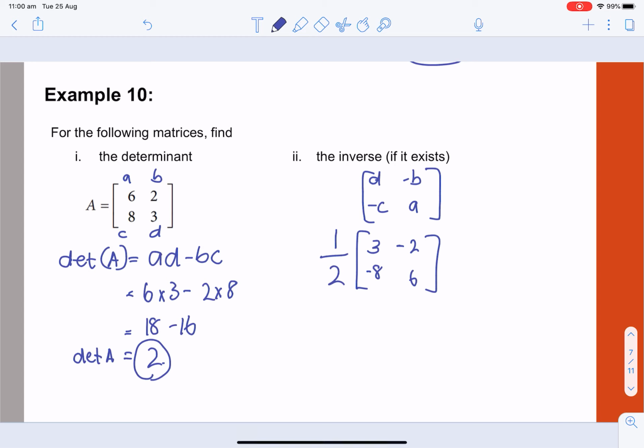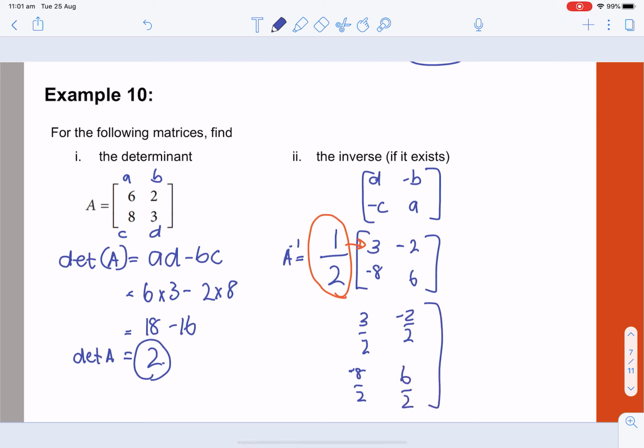So in order to find the inverse, all I do is then use scalar multiplication and multiply all of that through each element. So a half times 3 gives me 3 on 2. A half times negative 2 gives me negative 2 on 2. I will simplify it. Negative 8 on a half. And that shouldn't be negative. That was a bump. Sorry. 6 on 2.